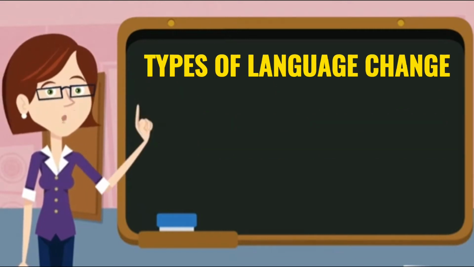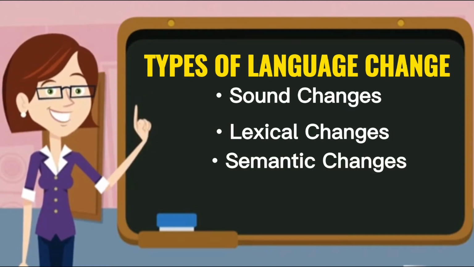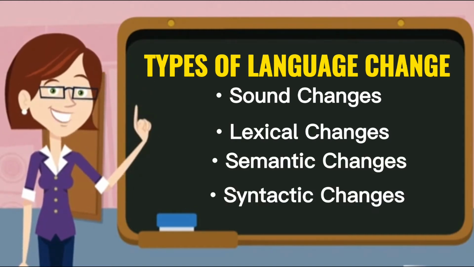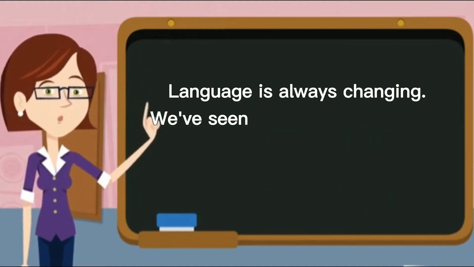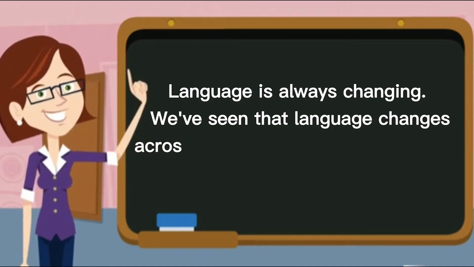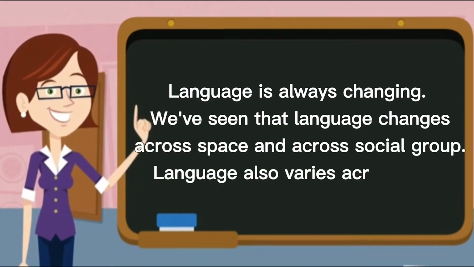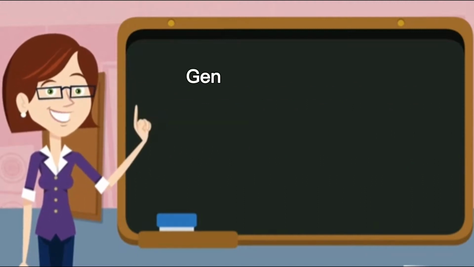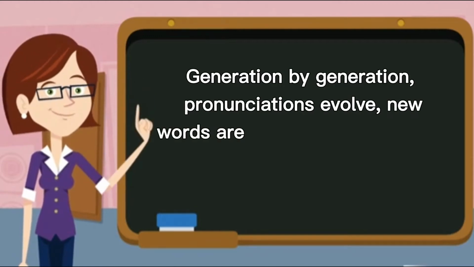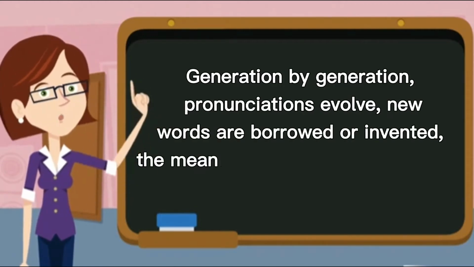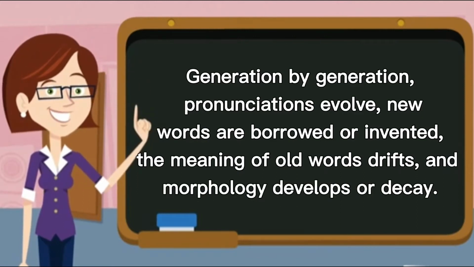Types of language change include sound changes, lexical changes, semantic changes, and syntactic changes. Language is always changing. We've seen that language changes across space and across social groups. Language also varies across time. Generation by generation, pronunciations evolve. New words are borrowed or invented. The meanings of old words drift, and morphology develops or decays.